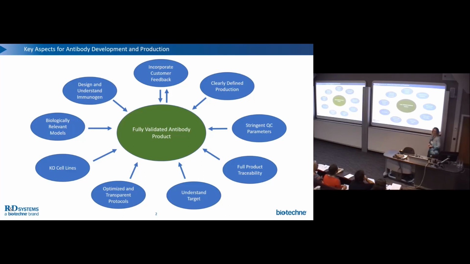Full product traceability. When we make one, it's nice, and when you make it once, that is good. But you need to make it over and over again. So this goes back to one of the tables, for example, on polyclonals and monoclonals.